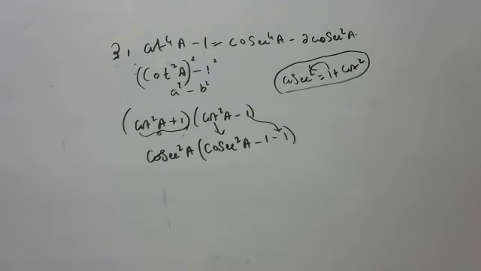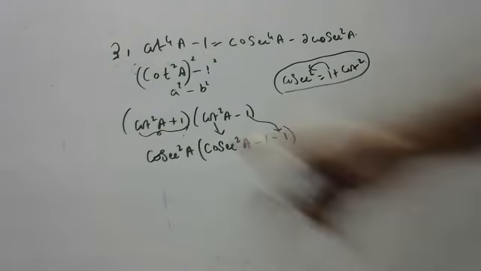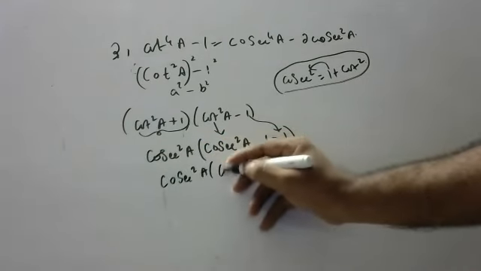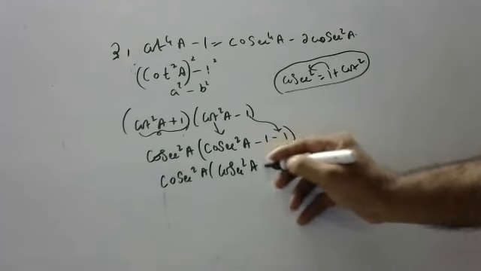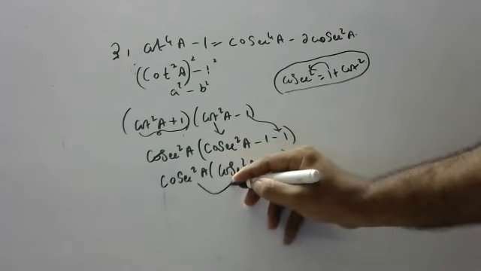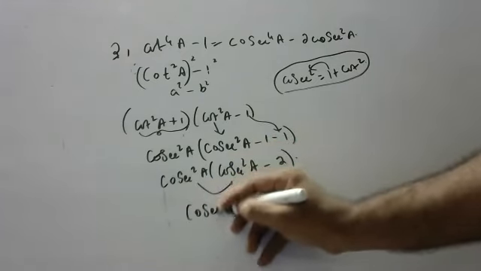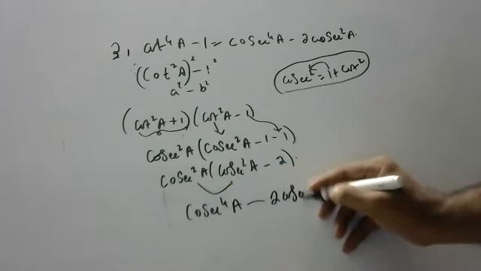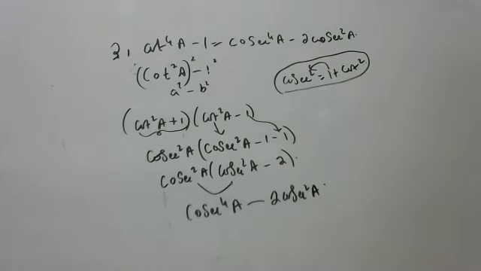So cot square is equal to cosecant square minus 1. Okay, children? So what is there, children? Cosecant square A into cosecant square A, minus 1 is minus 2. This into this is how much, children? Cosecant 4A minus this into this, 2 cosecant square A. Over.